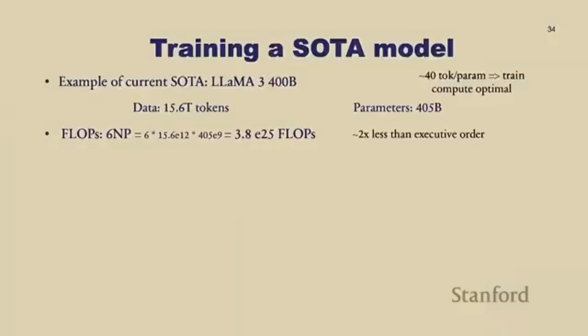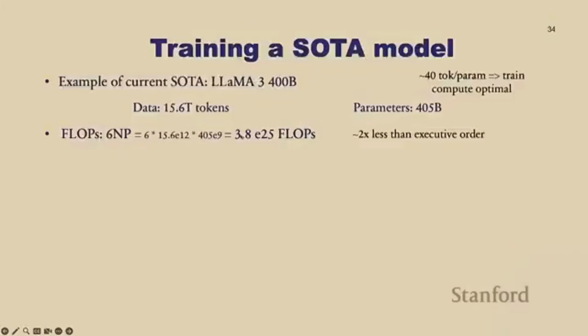FLOPs for this model: one simple way to compute FLOPs is 6 times the number of parameters times the number of data that you train on. If you do the simple calculation here, it's 3.8E25 FLOPs. The reason why this is important is that if you followed the news a little bit, there's an executive order from Biden that basically says that once you have 1E26 FLOPs, then you have special scrutiny on your models. So they went 2x less than that. They really went right below this to not have special scrutiny. I might be off by a little bit, but it's definitely under 1E26.